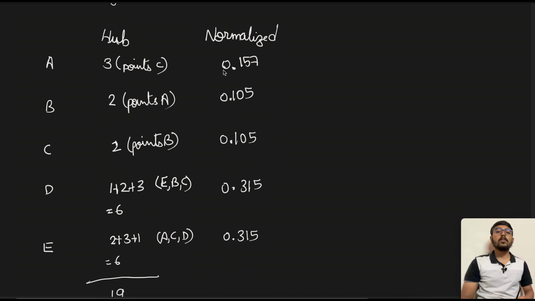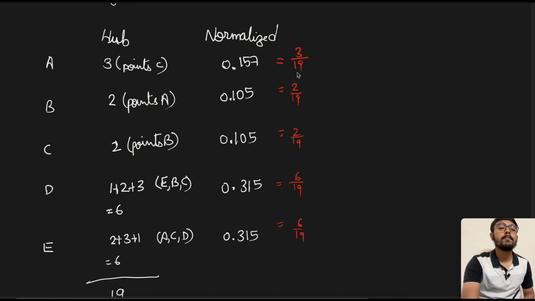Now what we can do, we can just normalize this, which is 3 by 19, 2 by 19, 2 by 19, 6 by 19 and 6 by 19, right? So this is how we normalize.